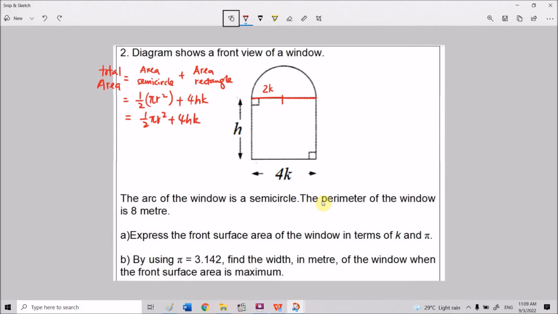We don't need these two, so we have to substitute the r and h by using k. It says the perimeter of the window is 8 meters. Perimeter is h plus 4k plus h plus the arc, given as 8. The h plus 4k plus h here will be 2h plus 4k. And then the arc length of the semicircle, which is half of 2 pi r, equals 8. So we try to simplify this. Again, here we have another r here. So we come back to this semicircle here.